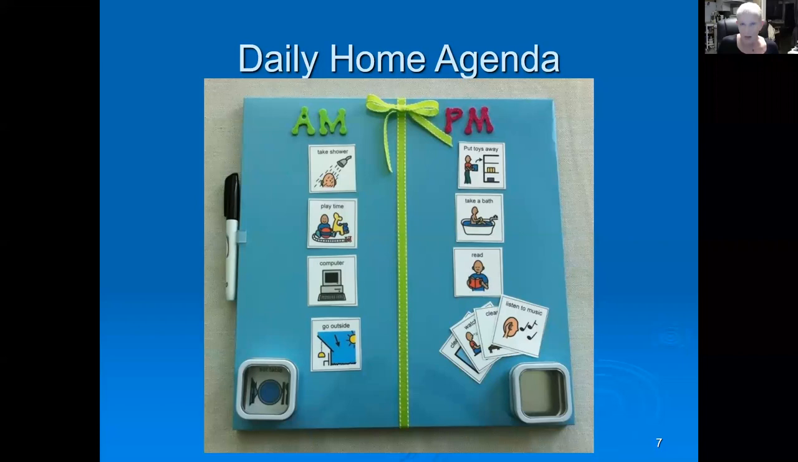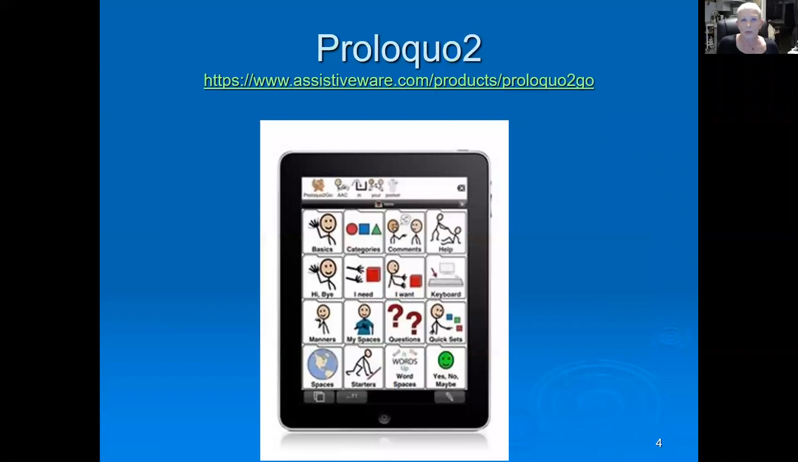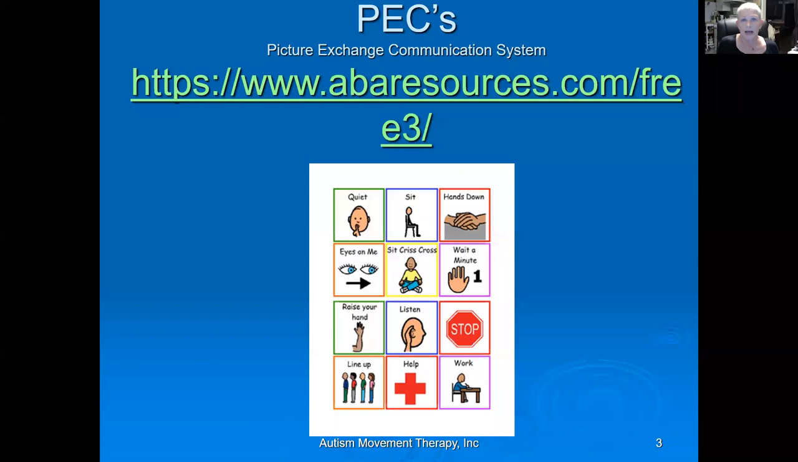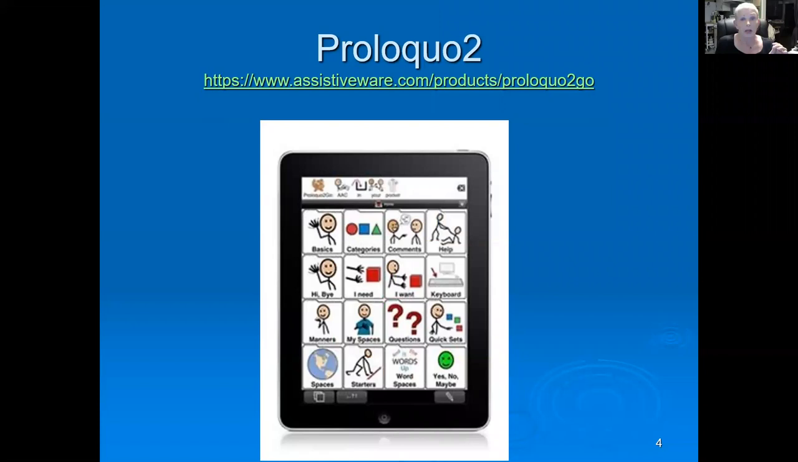Again, let's go back and recap. What are we doing? We're going to be using a picture exchange communication system with our very limited verbal communicators so that they can understand what our agenda is, what are we doing and how long are we doing it. We can use the Proloquo and build an agenda as well. They have a schedule agenda on there too.